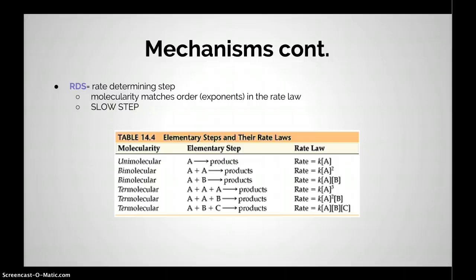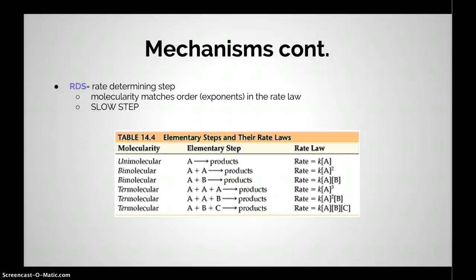The rate determining step is the step that literally determines the rate. It's the slowest step in the reaction, which means that the whole reaction must match its speed. You can use the rate determining step to find the orders of the reactants in the rate law. The molecularity of the reactants in the rate determining step matches the orders. This basically means that the coefficients of the reactants match the exponents in the rate law. Here's a chart that explains that.